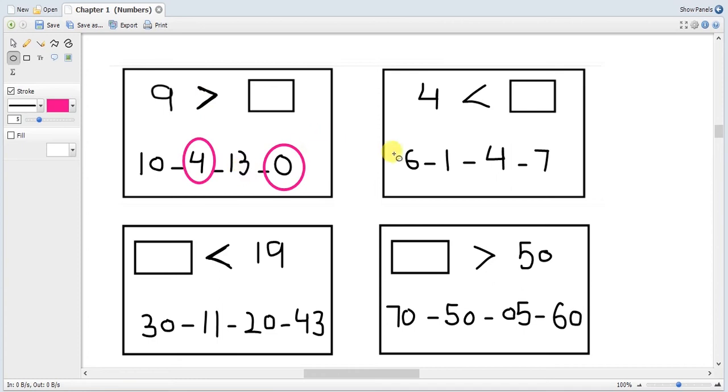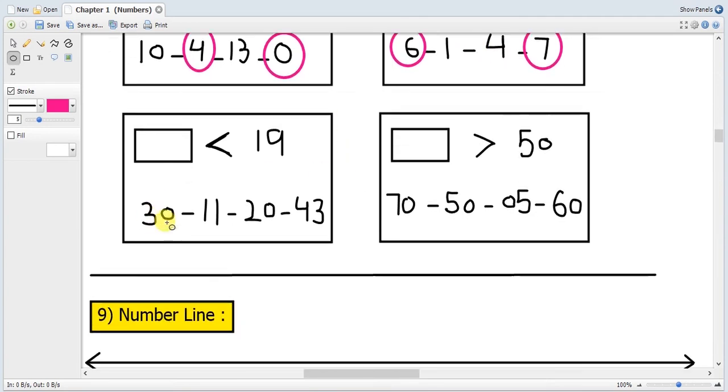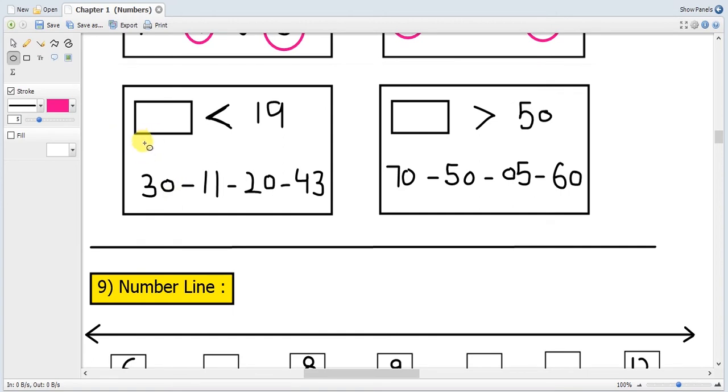Okay, so let me solve these 3 questions quickly. 4 is less than which number? So over here the numbers should be bigger, since the alligator opened his mouth towards the bigger numbers. Now we have to select the numbers that are greater than 4. So this 6 is a bigger number, 1 is not a bigger number, 4 is basically equal to 4, this is the equality sign, and 7 is a bigger number. So 4 is less than 6, 4 is less than 7, 4 is not less than 1, and 4 is not less than 4.